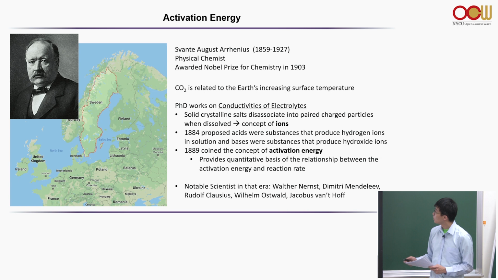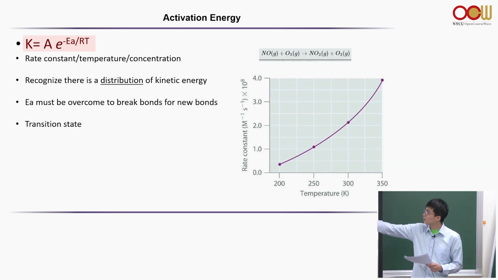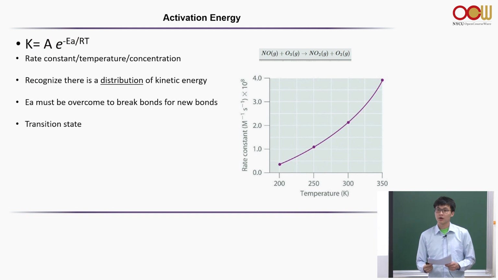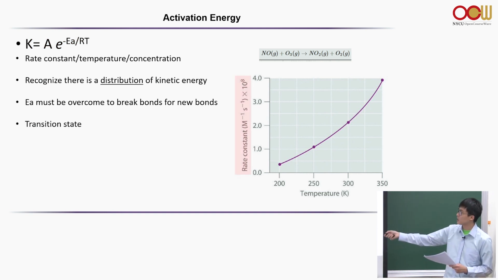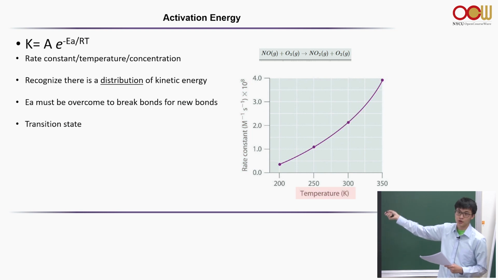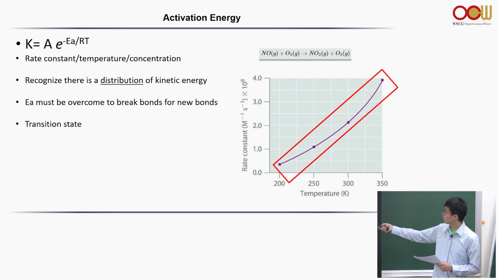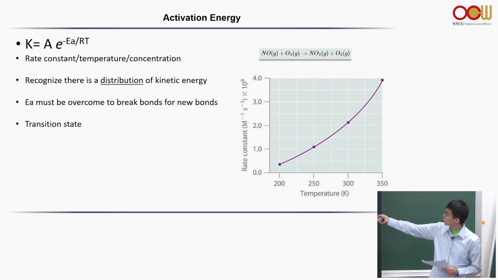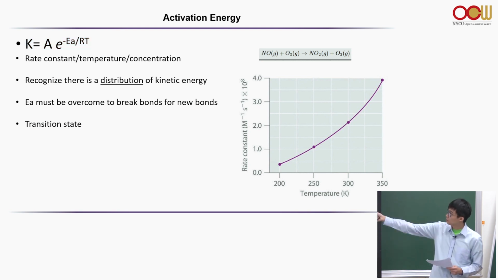Okay, let's go back to the Arrhenius equation. So this is what the Arrhenius equation looks like. Okay, so he basically did the reaction, measured the rate constant at each temperature, and he did not observe a linear plot. Okay, so the best way to fit this data is to use this exponential math function. So this is what this equation generally looks like.